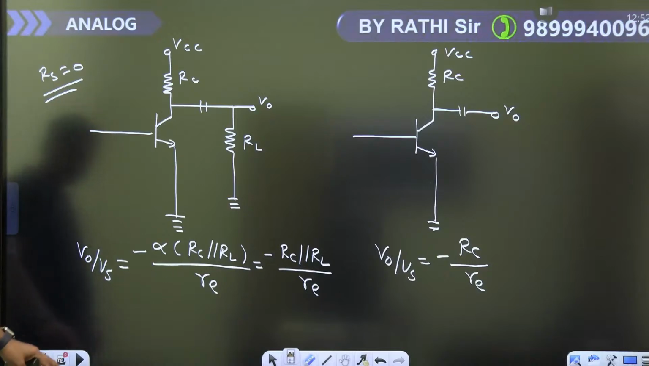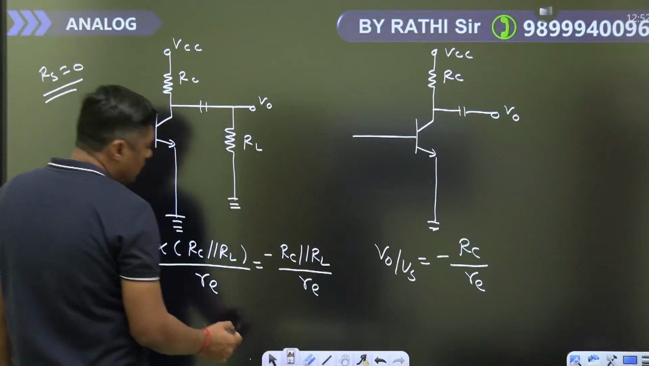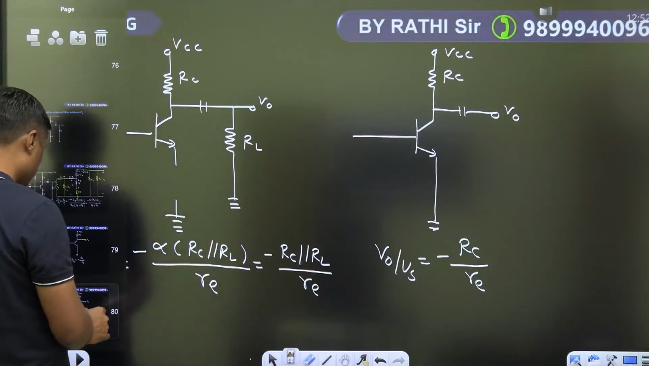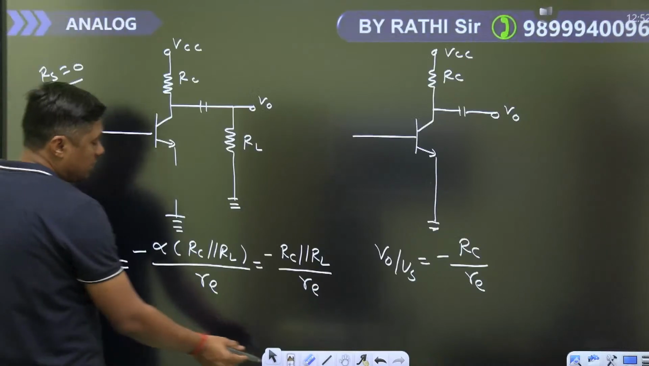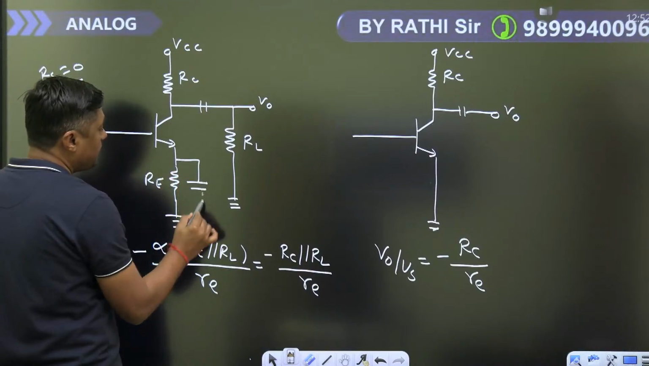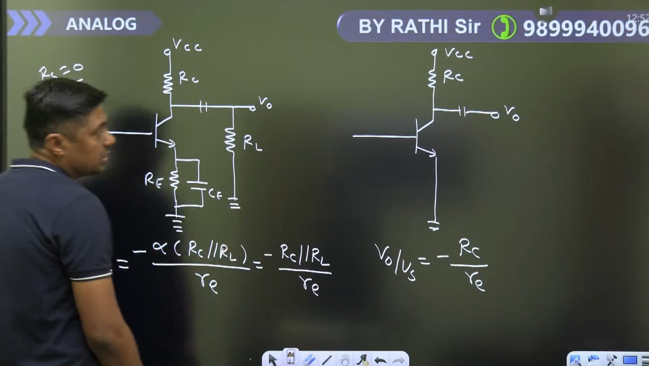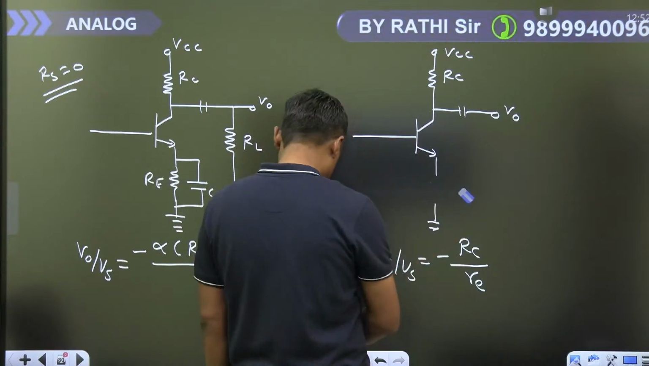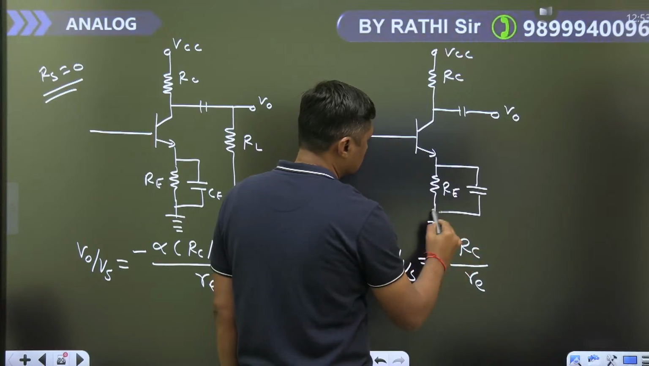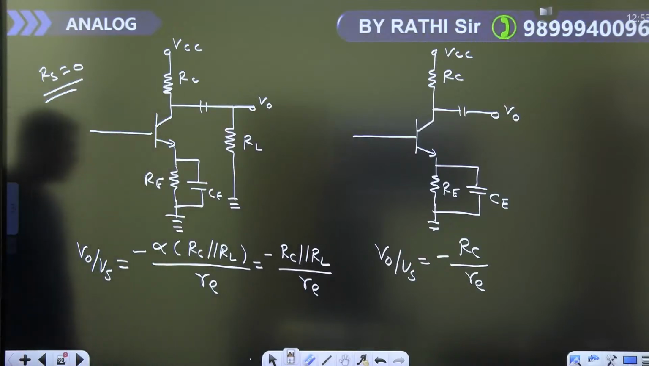Then same question, RE is given but it is bypassed. Same question but RE is given but it is bypassed. Bypass means during AC analysis this capacitor will act as short circuit. So same answer we will get. Again same answer, right?